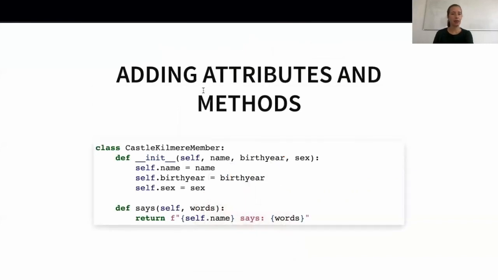Each Castle Kilmere member will have a name, a birth year, and we know whether the member is male or female. This information is included in the dunder init method. If you don't know what the word dunder means, it stands for double underscore and is typically used when talking about methods that start and end with 2 underscores.